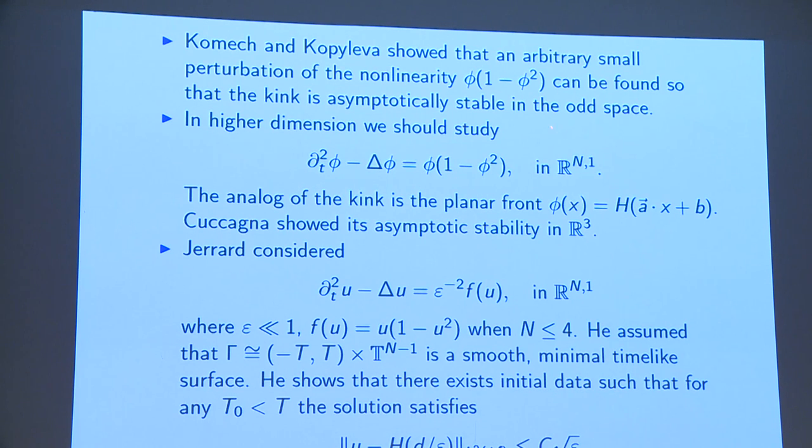But then they were able to show stability of the kink in the odd space. So they consider only odd perturbations, which is the context of our work as well. Now, in higher dimension, there is a work of Kukania from maybe 2010, and he considered the planar front. So what you do is you take the kink and lift it to three dimensions, you consider it in three dimensions in space, and then you look at the asymptotic stability of this object, and he showed this asymptotic stability.